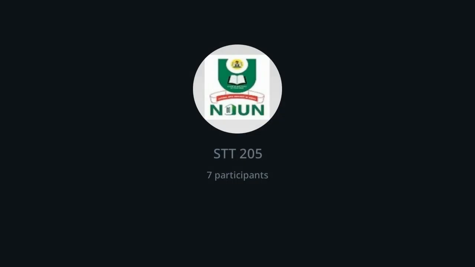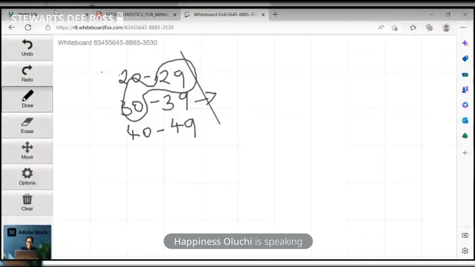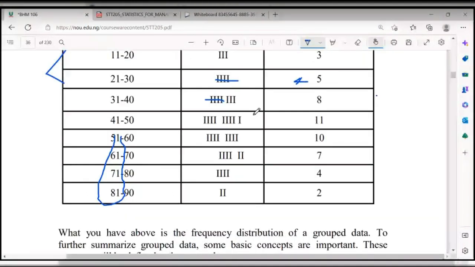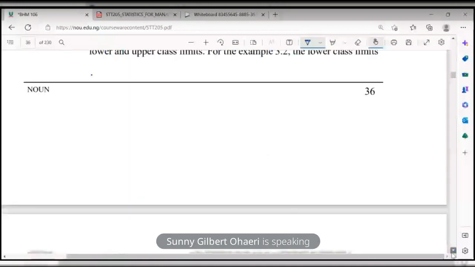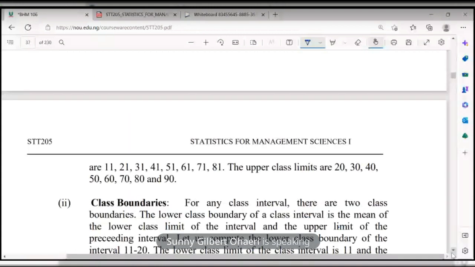Now let's move to the upper class limit. Sorry, boundary, not limit. Please explain why we are adding diagonally. That's the rule. That's how to do it.